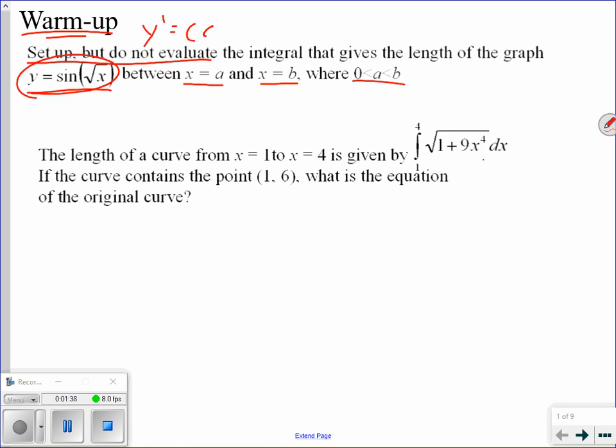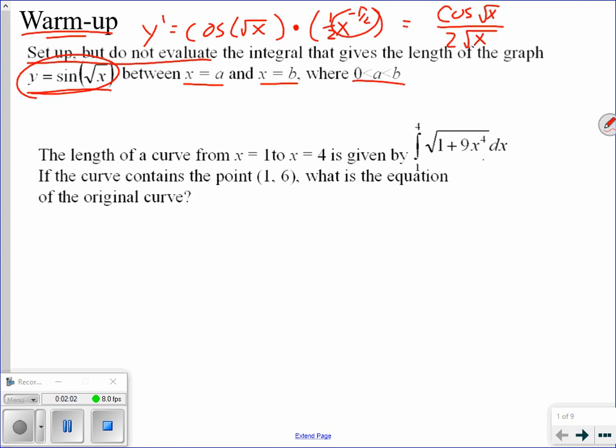Derivative of sine is cosine, square root of x, and then multiply by the derivative of the inside, which would be 1/2 x to the negative 1/2. Or if you want to simplify that a little bit, make it look nice, you could say that right there. I just brought the x to the negative 1/2 down to the bottom of the fraction.